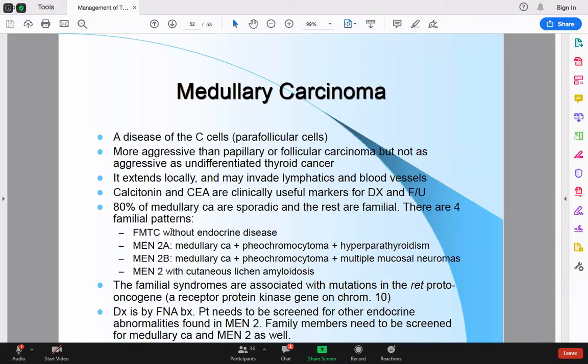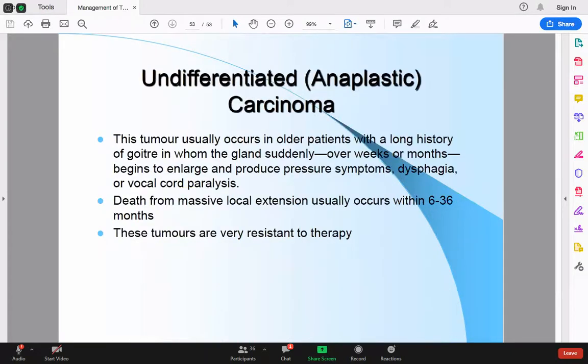You guys have probably heard about the MEN syndromes. A lot of them contain medullary carcinoma as part of the cluster of symptoms they are having. Of course, for diagnosis, we need a biopsy. And the people with MEN, we usually screen them based on the type and how strong the family history is.